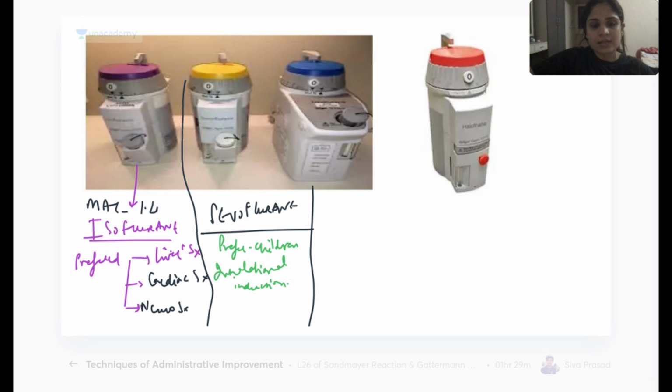So this is a very common question asked in the exam. Sevoflurane is preferred in children because it helps in inhalational induction of anesthesia. What is the third agent that you guys can see over here?